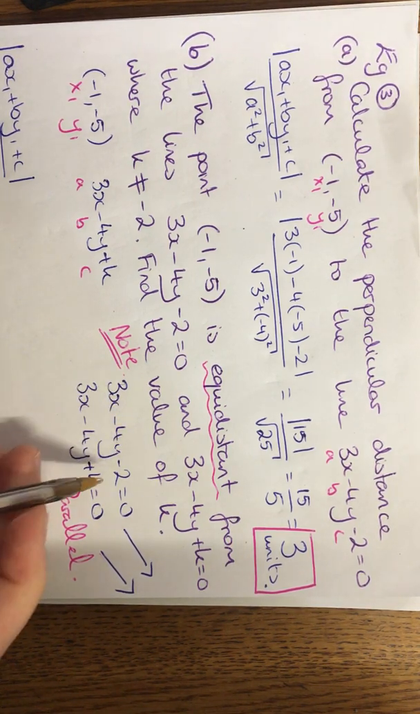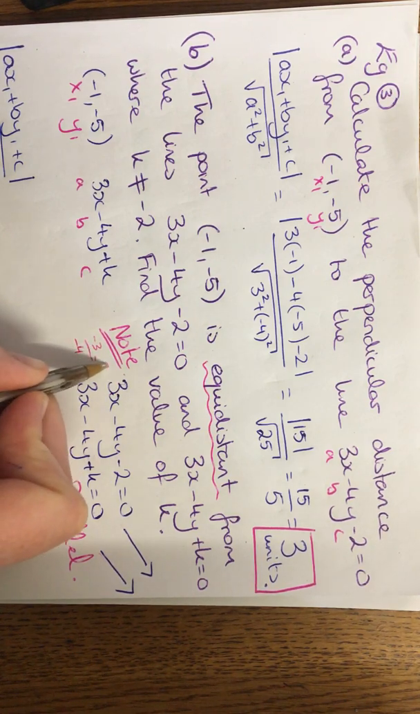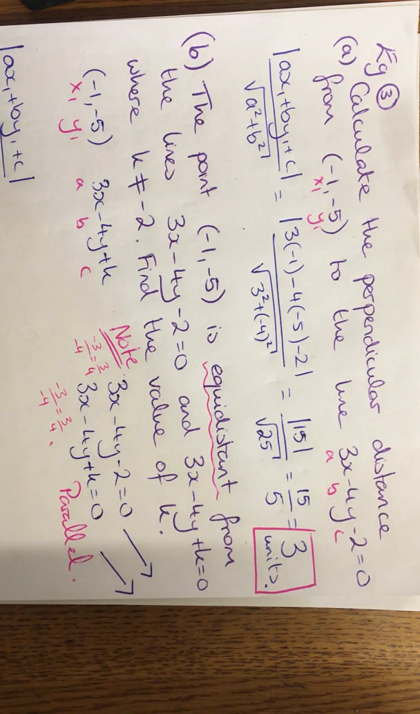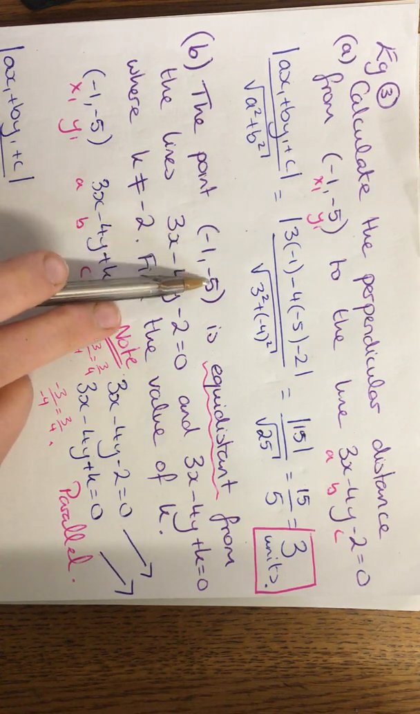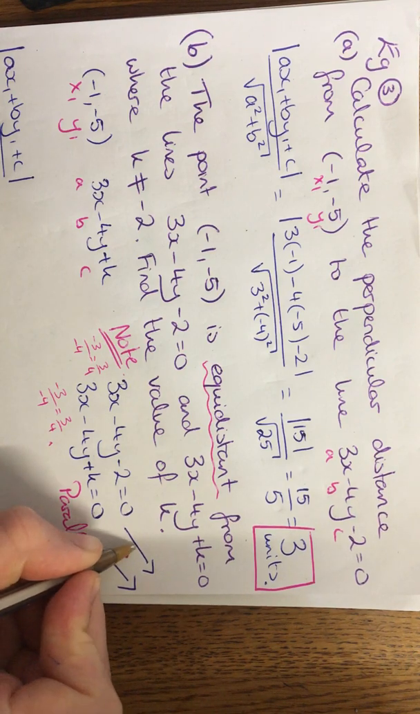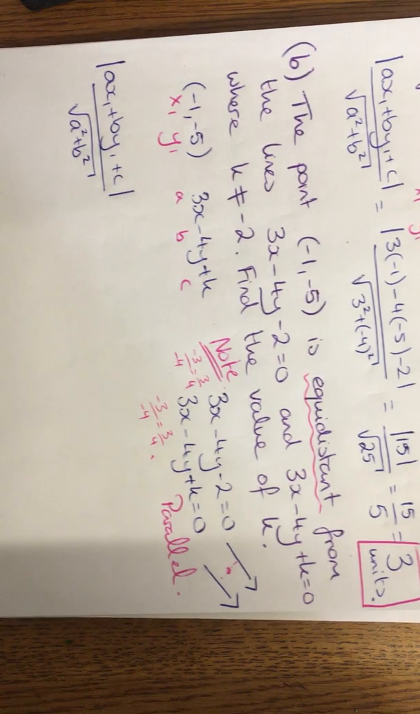Okay, they have the same slope. So what's the slope of that one? Minus the x over the y, which is 3/4. What is the slope of this one? Minus the x over the y, which is 3/4 as well. So they're 2 parallel lines. And -1, -5 is equidistant from the 2 of them. So that's probably in there. 3 units from that one. And also, if it's equidistant, it's going to be 3 units from that one.